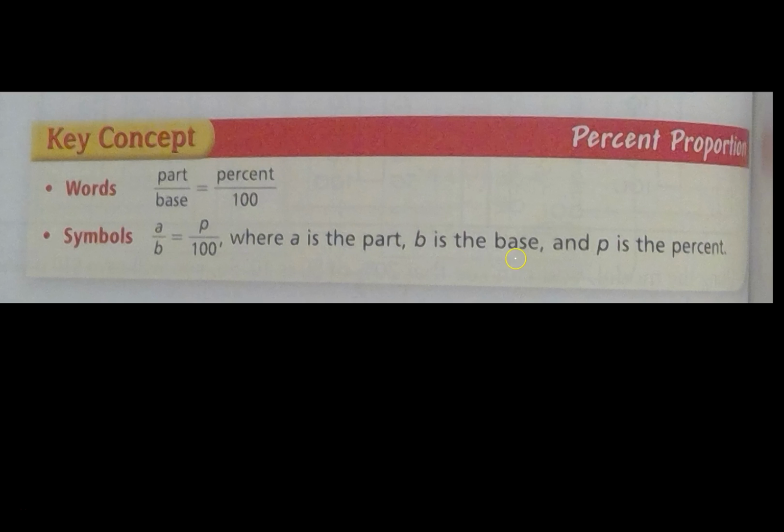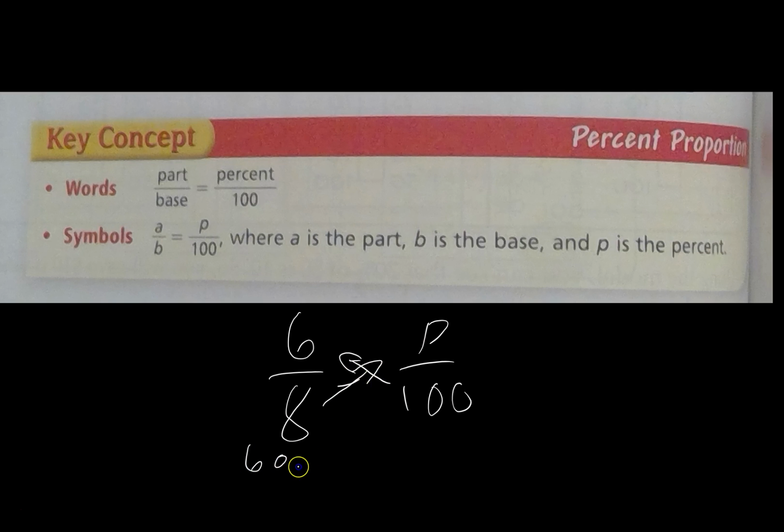So percent proportion, I'd have part over base compared to percent over 100. A is the part, B is the base, and P is the percent. Kind of obvious, but you know. So that last one, 6 over 8 equals P over 100, you'd cross multiply, which would give me 600 equals 8P, and we divide by 8. Should come out to 75%. That doesn't look right, so we're going to ignore the fact that I just said that. Moving on.